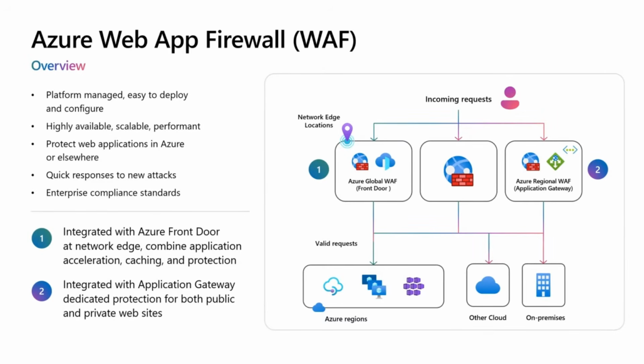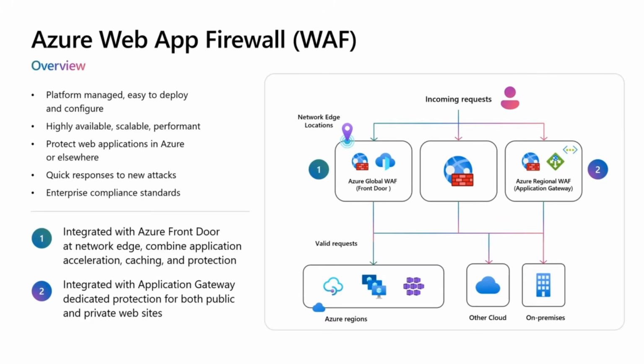Now that we've looked at the most common types of web application attacks, let's go through a high-level overview of the Azure Web Application Firewall, or WAF in short. So Azure WAF is a cloud-native platform managed service that protects your web applications from common threats and vulnerabilities. Being a platform managed service, it means Microsoft handles the infrastructure, updates, and scaling, making it easy to deploy and configure. I don't need to worry about the patching or maintaining the underlying systems.